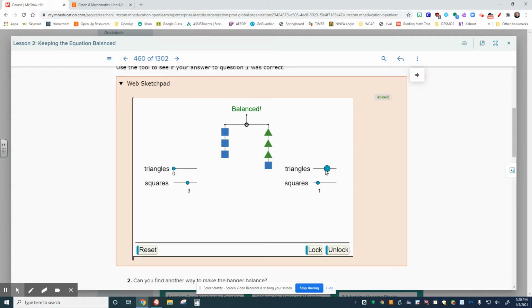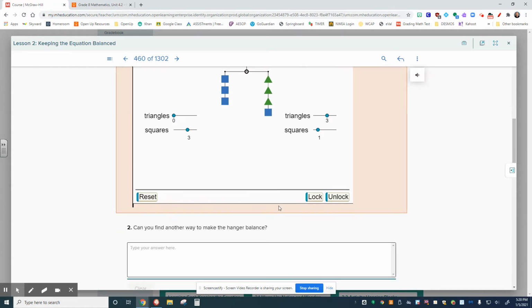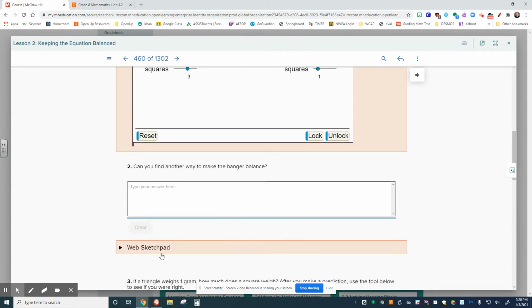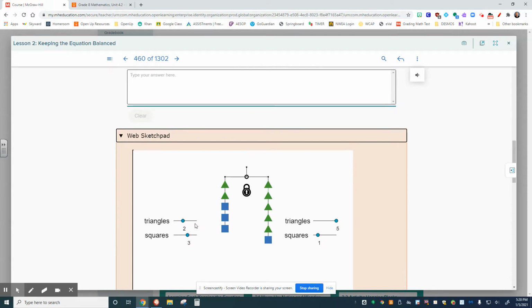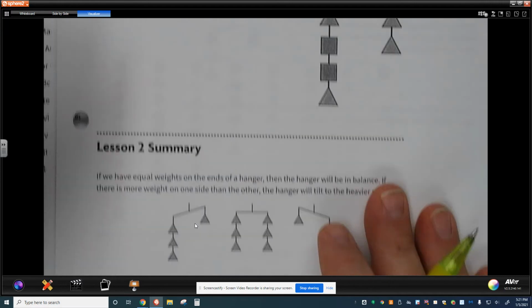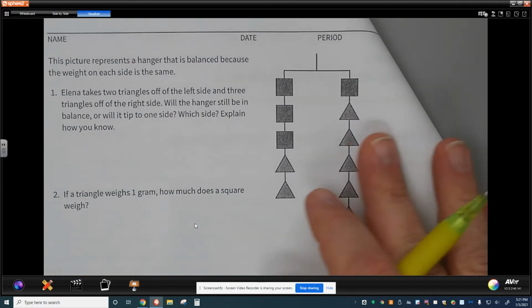You might have noticed there that as I took off 2 of them, we stayed balanced. That's because we took off the same amount from each side. Makes pretty good sense with that piece, okay? So the rest of these as we go through, if you can find another way to make the hanger balanced, go ahead and play with that to do so. In the page that we have right here, you can also do this by simply drawing what's going on.